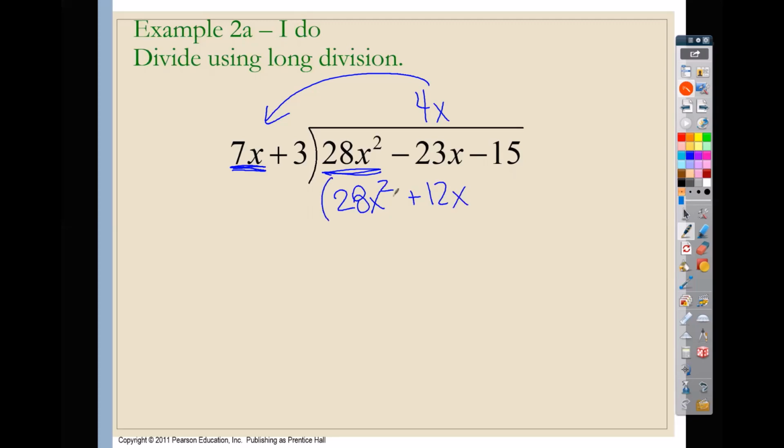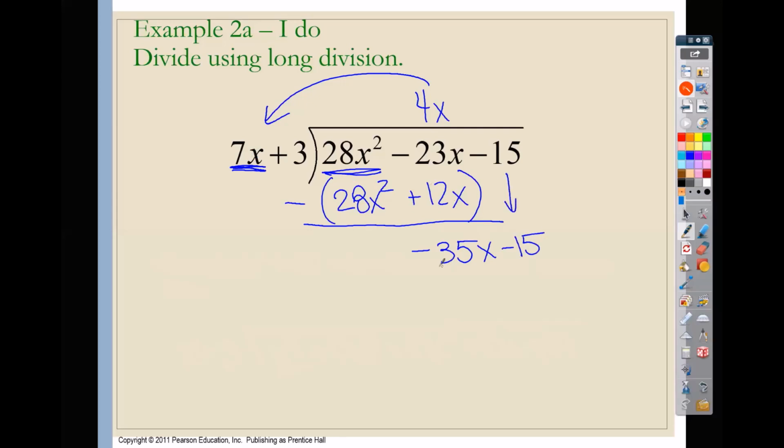Now you know from the last slide that we always subtract in this next step. So you multiply in this way, and then you subtract your product. So 28 minus 28 goes away. Negative 23 minus 12 would give you negative 35x. Then I'm going to drop down the 15.